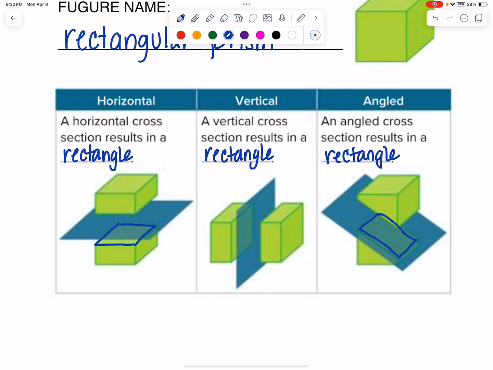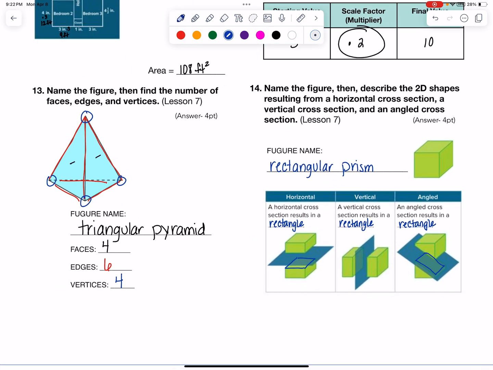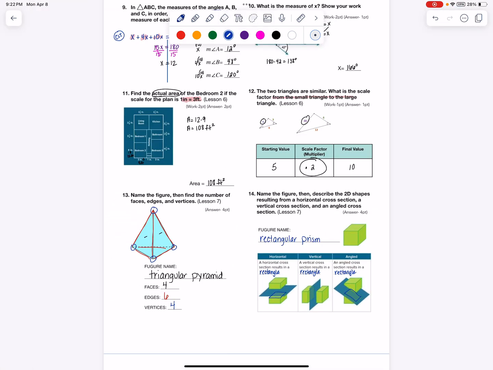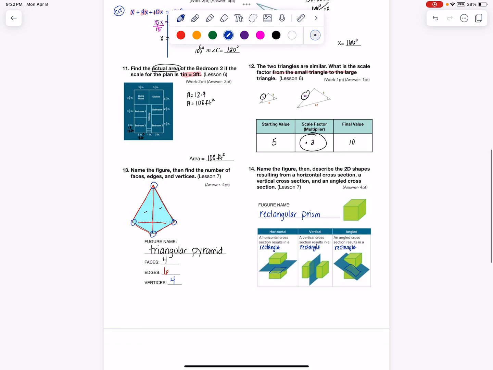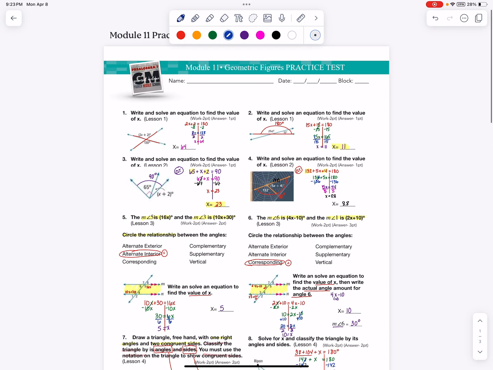Okay, and I'm going to tell you right now, we just did these for the practice test, so it's going to be a different one for the test. Okay, so just make sure you look back at your notes to prepare. All right, that's it for the test. If you have any questions, let me know.